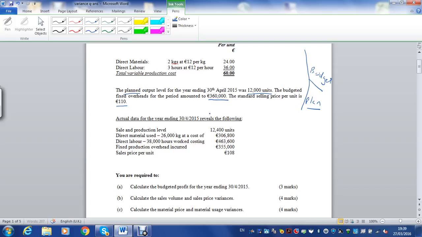And then you have to compare that with all this. And that's essentially the actual. And that's kind of fairly standard for all these type of questions. It's the budget versus the actual.